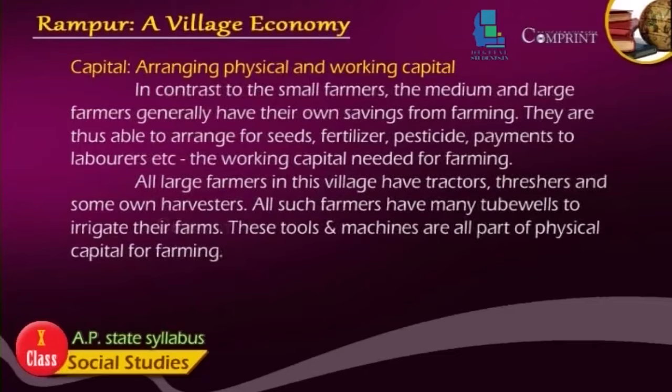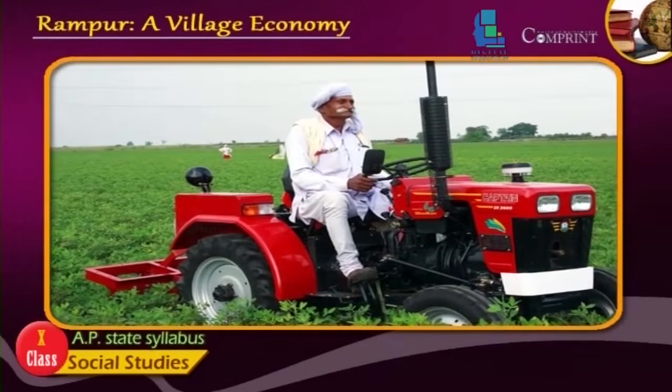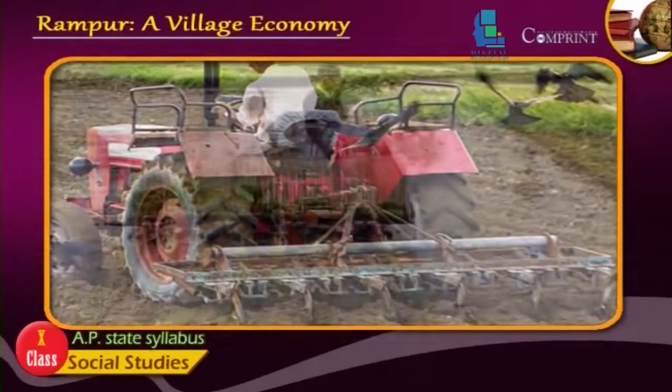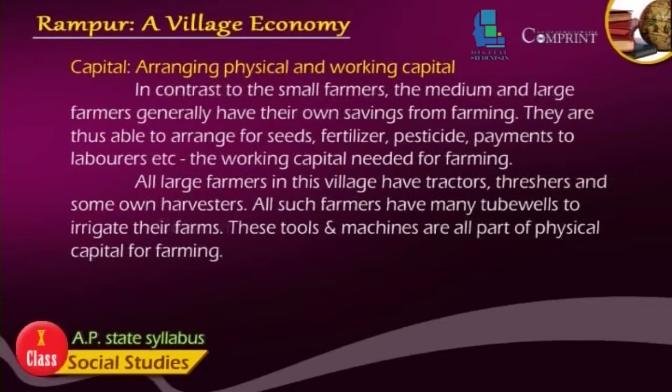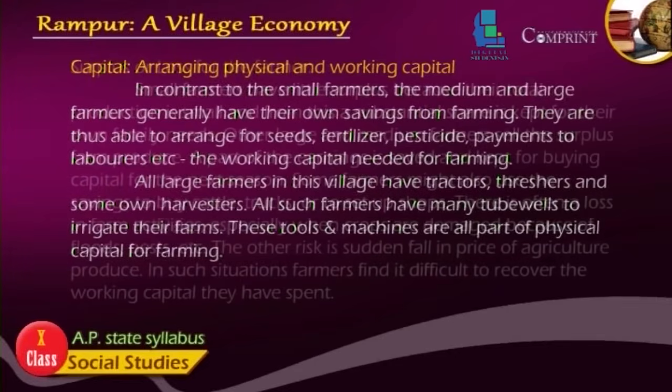In contrast to the small farmers, the medium and large farmers generally have their own savings from farming. They are thus able to arrange for seeds, fertilizer, pesticides, payments to laborers, etc., the working capital needed for farming. All large farmers in this village have tractors, threshers, and some own harvesters. All such farmers have many tube wells to irrigate their farms. These tools and machines are all part of the physical capital for farming.